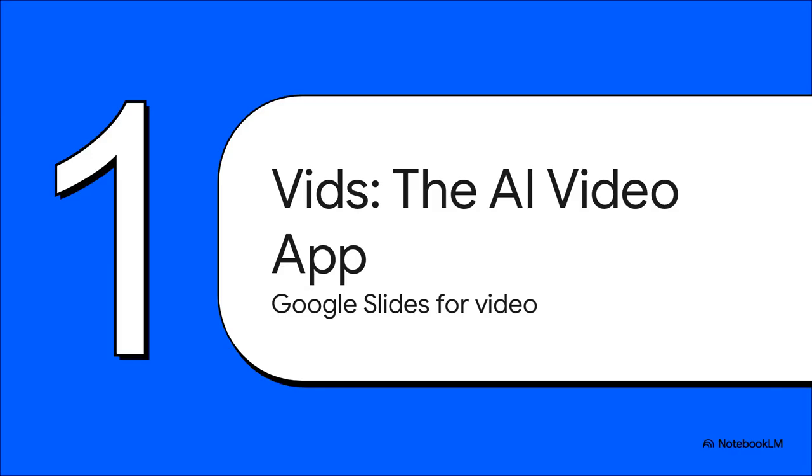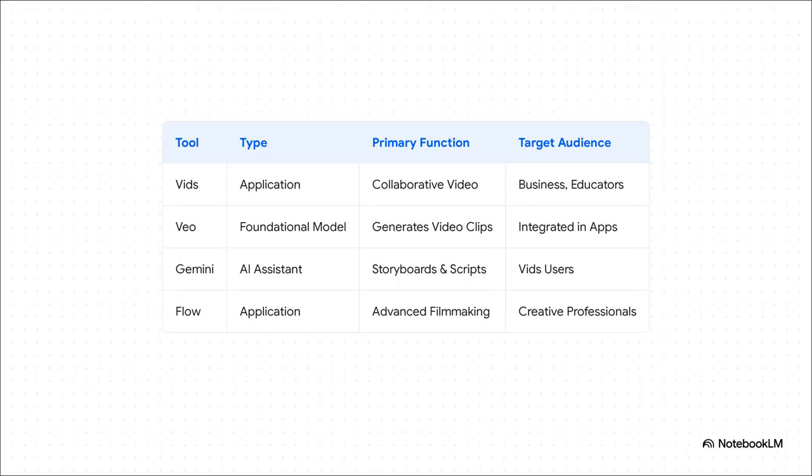Okay, let's start with that first layer, Google Vids. This is the tool that most people are actually going to interact with. And the easiest way to think about it, it's basically Google Slides for video. But before we dive deep into Vids, take a look at this map. It really gives us the full picture.